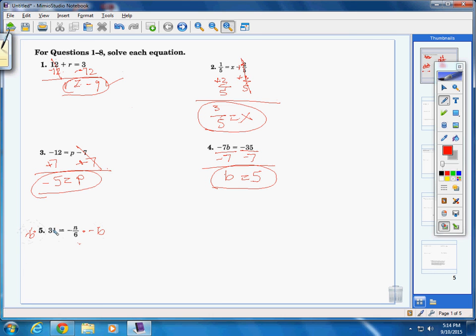So -6 times 31 is -186. And on the right-hand side, if you remember, this is like -6 over 1. So if these two fractions are multiplied together, our -6 here cross cancels with this -6, and you're left with n over 1, or just n. N is equal to -186.